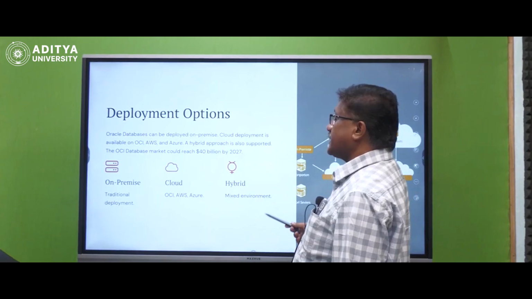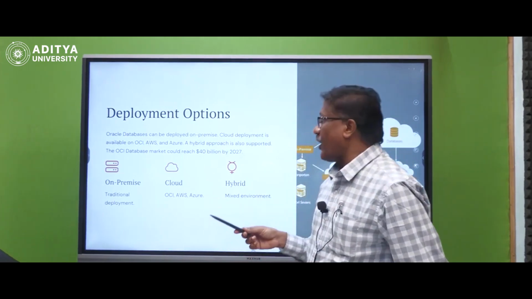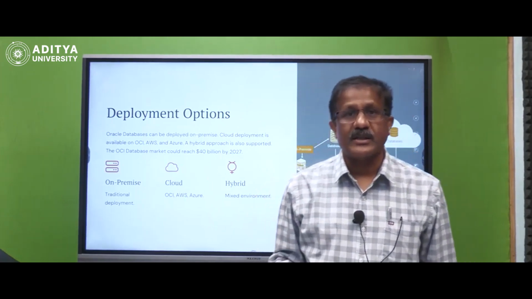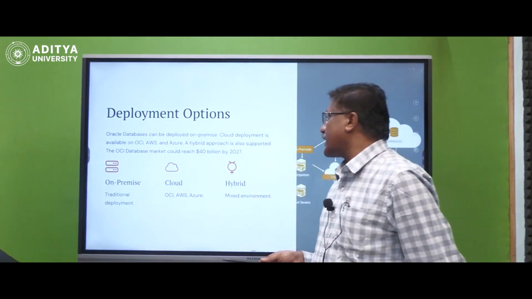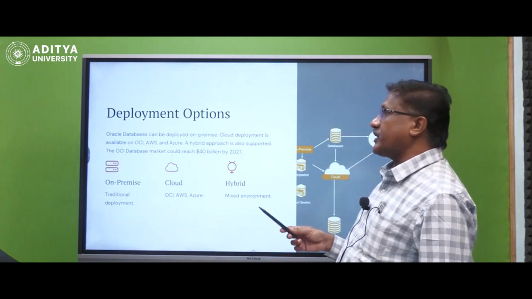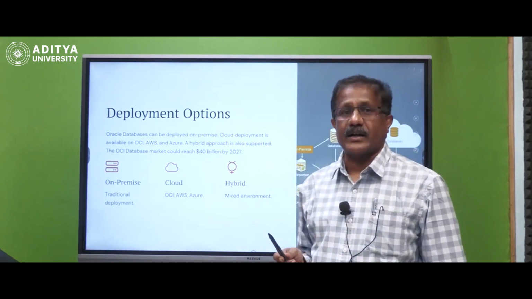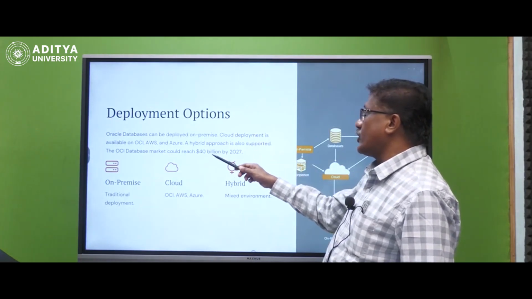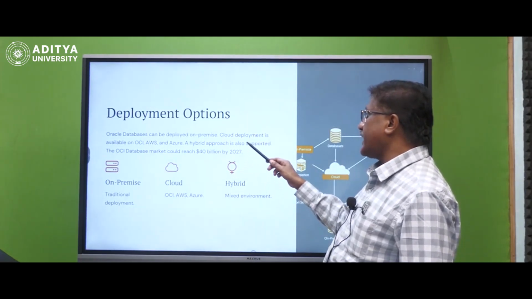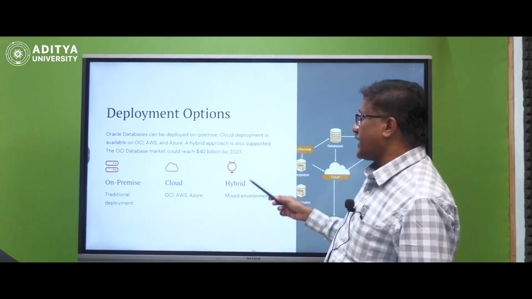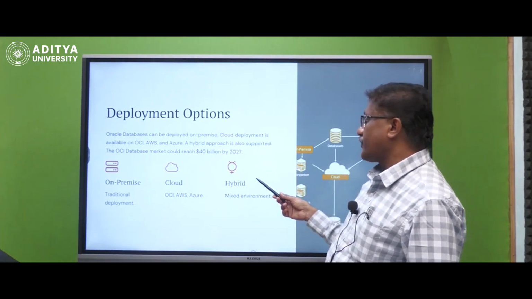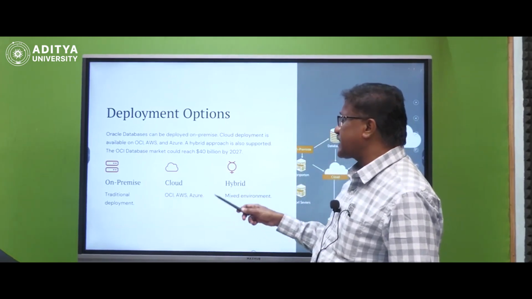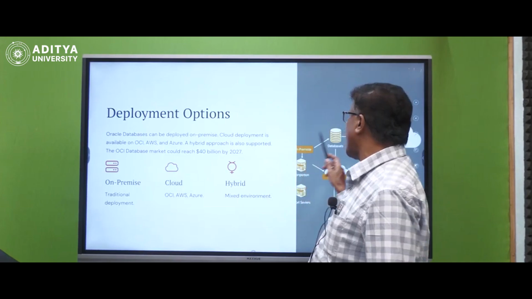So what are the deployment options? Oracle database can be deployed on premises and in the cloud. We know that the cloud environment is very important in today's world, and cloud architecture also plays a very important role. Yesterday we already explained the Oracle cloud environment. Cloud deployment is available on OCI, AWS, and Azure, and a hybrid approach is supported. All these things play a very important role in the deployment options.